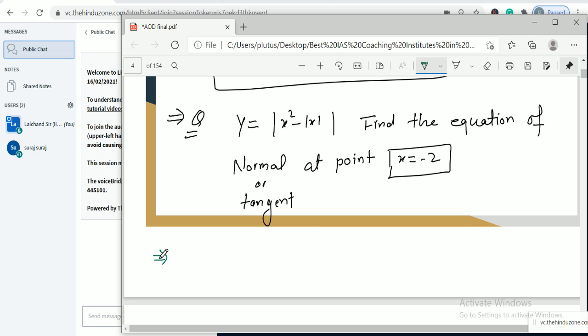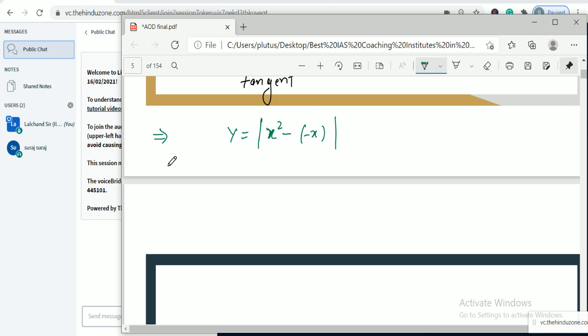If I ask what is the value of this function, how to open this mod at point x equal to minus 2? Look, at x equal to minus 2, the inside of the mod is negative, so we will open this mod with a negative sign, isn't it? So we can write first y equal to mod of x square minus of minus x. We open the mod with a minus sign, the first mod. If we simplify, then this equation becomes mod of x square plus x, isn't it?